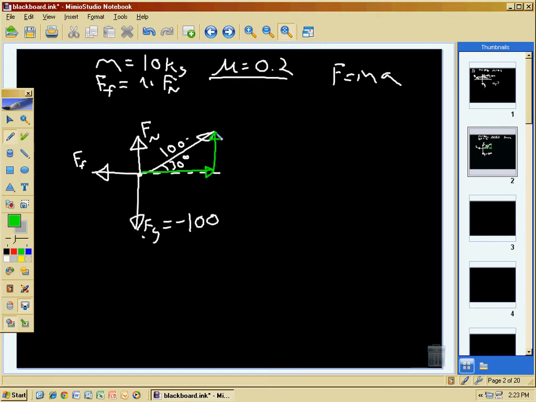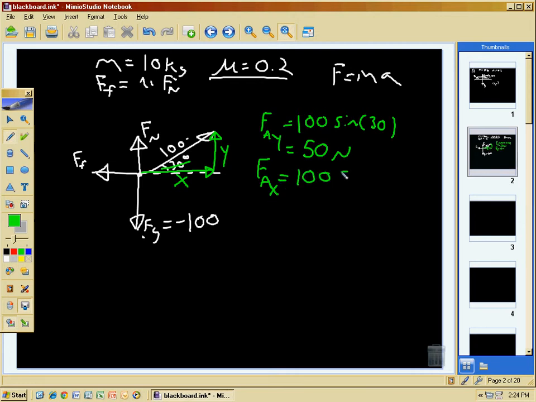To find them, here's our y component because it's up. Here's our x component because it's to the right. Let's find y first. The y component of our applied force is opposite our angle, which means we are going to use sine. So it's 100 sine 30 degrees, which we will all remember is 50 newtons. And for our x component, that is adjacent, so it's 100 cosine 30 degrees.